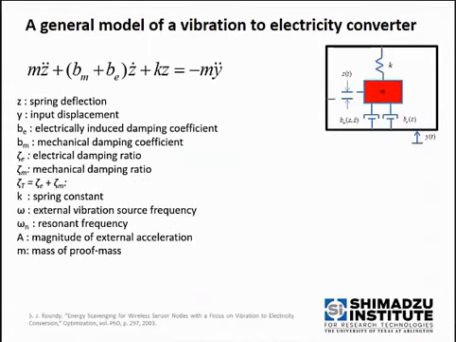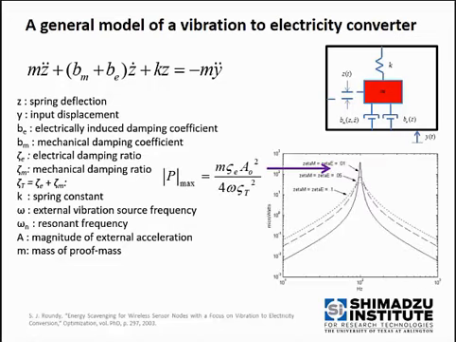A general model for an electrostatic energy scavenger can be shown by this mass spring damper system, where the proof mass oscillates due to an external vibration, and the proof mass is supported by springs, and there is mechanical damping and electrical damping. This system can be expressed by a second-order differential equation. Maximum power for such devices usually occurs when the natural frequency of the device matches the ambient vibration frequency. So this can be taken as an initial guideline where you design your device so that it resonates at the ambient vibration frequency.